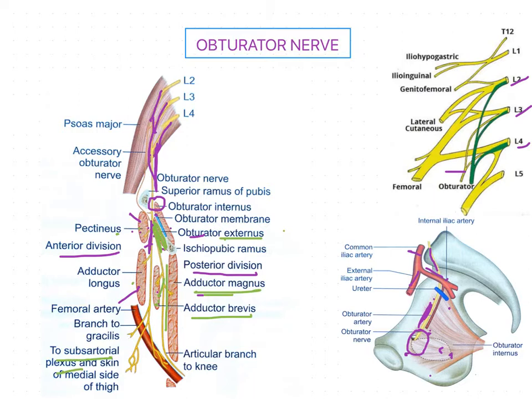The articular branches give branches to the hip joint as well as the knee joint. The knee joint is supplied by the posterior division. As for the vascular branches, only the anterior division gives vascular branches, supplying the femoral artery. So these are the origin and supply of the obturator nerve, and we have also seen the relations. Now we will move on to the accessory obturator nerve.